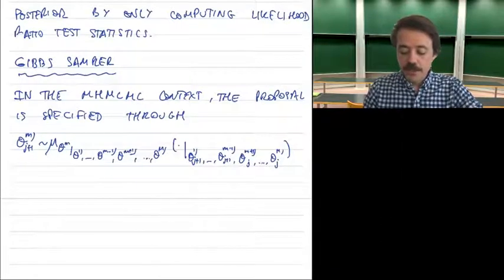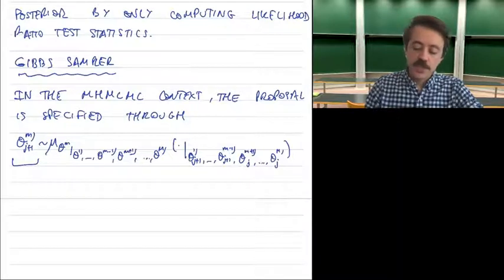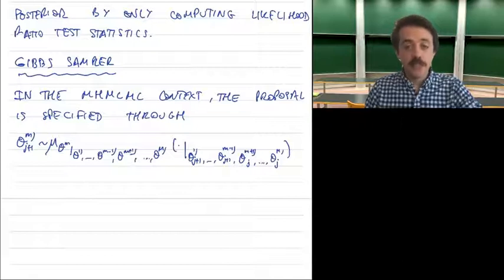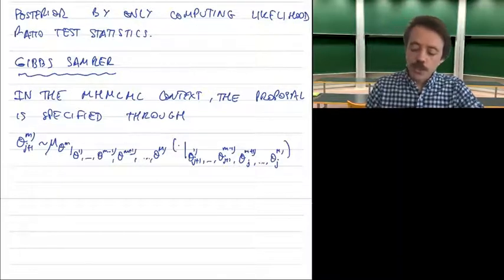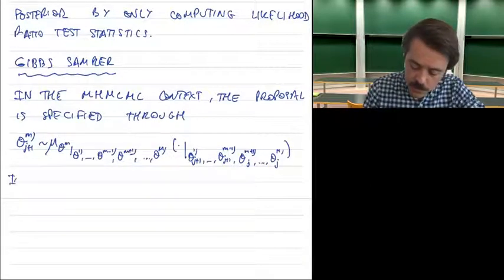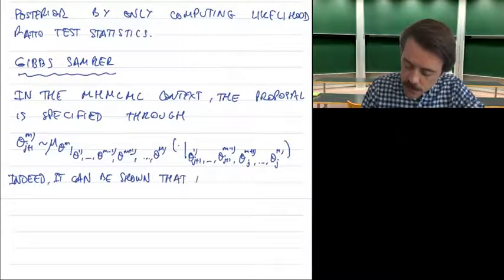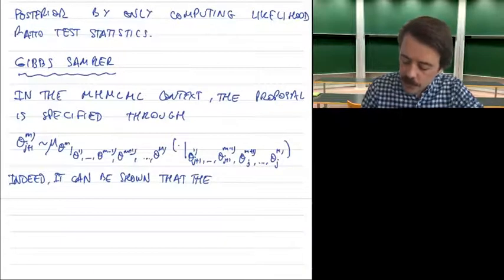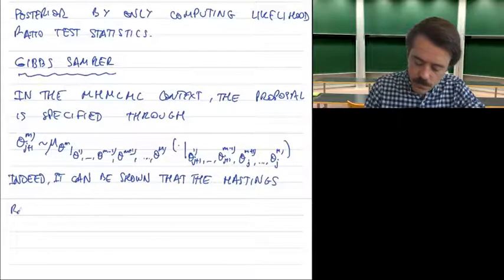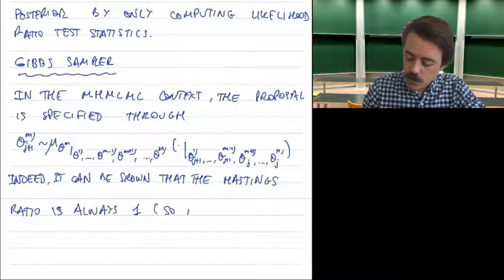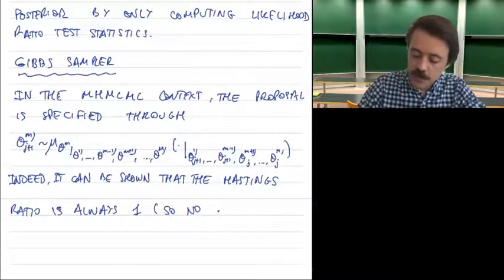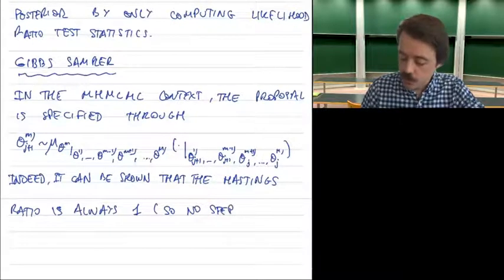So this would be how we sample this. You may be surprised because I haven't written here the S_J or S_{J+1}. And so I'm implicitly stating that we always accept the proposal. This is something that can be shown: the Hastings ratio that we would generally need to compute is always 1. So there is no step 2, if you like, in the usual description of the MH MCMC that we had. So no step 2.